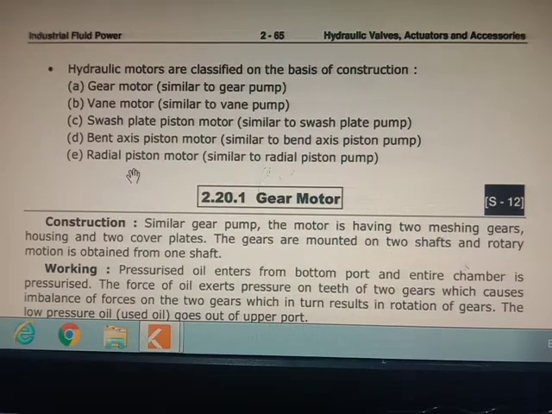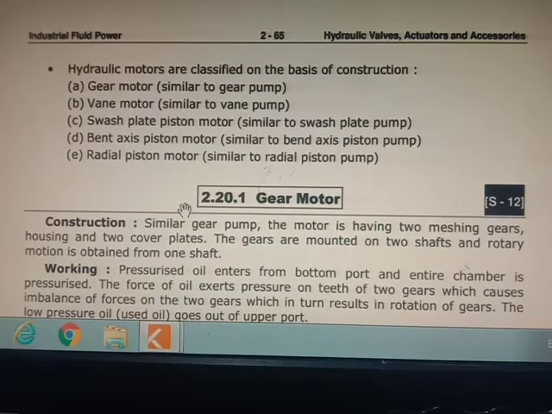Whatever types of hydraulic pump there are, the same types are there in the case of the hydraulic motor. Gear motor, vane motor, swash plate piston motor, bent axis piston motor, and radial piston motor. Okay, now we will see the construction and working of a gear motor.